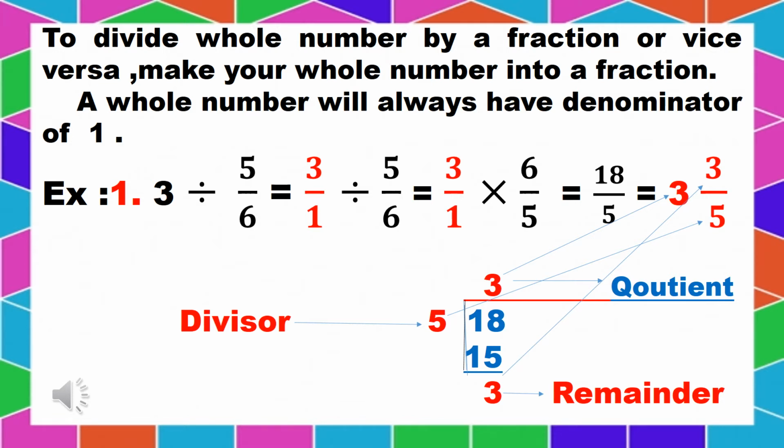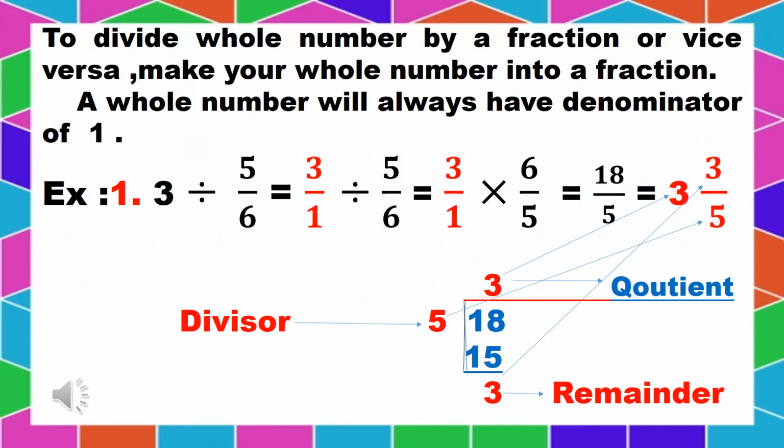Now, how do we do it? Simply, we will divide 18 by 5. The first digit of the quotient is 3. Multiply 3 times 5, we have 15. So we subtract 18 minus 15, we will have 3. 3 cannot be divided by 5 anymore.